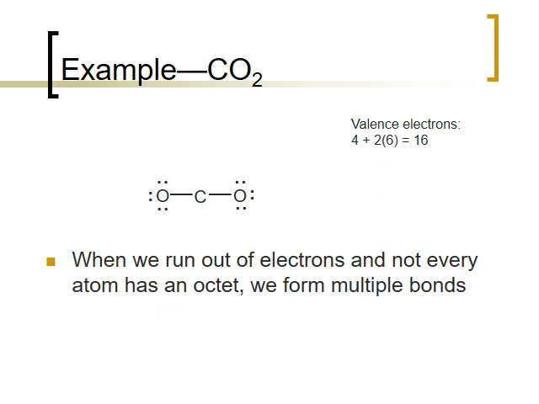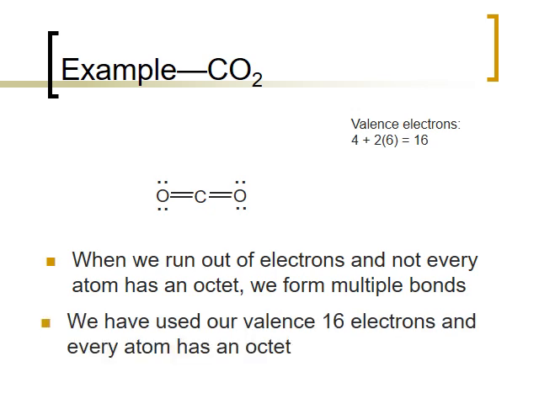When we run out of electrons, and not every atom has an octet, we form multiple bonds. So we're going to take a lone pair from each oxygen and turn that single bond into a double bond. Do that for the other side. Lone pair goes away, double bond gets formed. Now we've used our 16 valence electrons. If you count up, there's 2, 4, 6, 8, 10, 12, 14, 16. Every atom has an octet. And we're done.